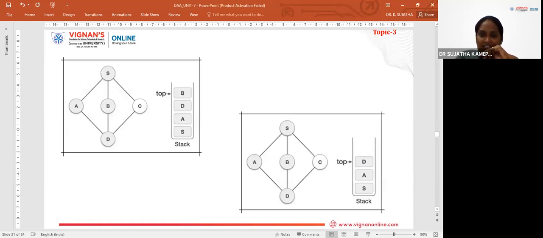After that we need to select an unvisited vertex from B. So here coming to B, it is having only 2 adjacencies, S and D. S is already marked as visited. D is already marked as visited. So it doesn't have any unvisited vertices. So it is to be popped out. B is to be popped out from the stack. So that's why the top of the stack becomes D only.